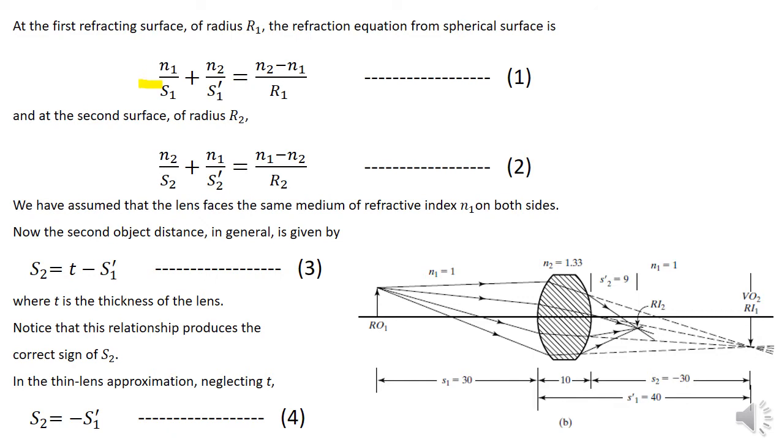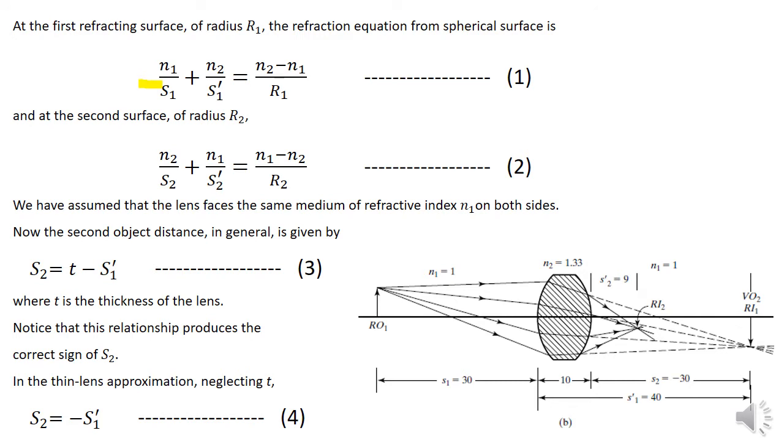Here in the first equation, s1 is the object distance for the first spherical surface and s1 prime is the image formed by the first refracting surface, while in the second equation s2 is the object distance for the second curved surface, while s2 prime is the final image, or the image formed by the second surface. And of course I told you that we have assumed that the lens faces the same medium of refractive index n1 on both sides.